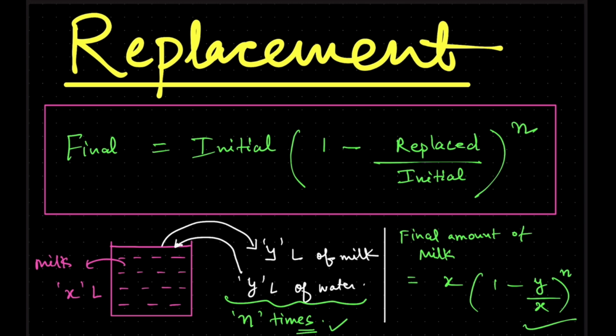So this is the formula that I need you to recall. Final amount is equal to initial amount into, in bracket, 1 minus replaced amount divided by initial amount, to the power of n, where n is the number of operations.